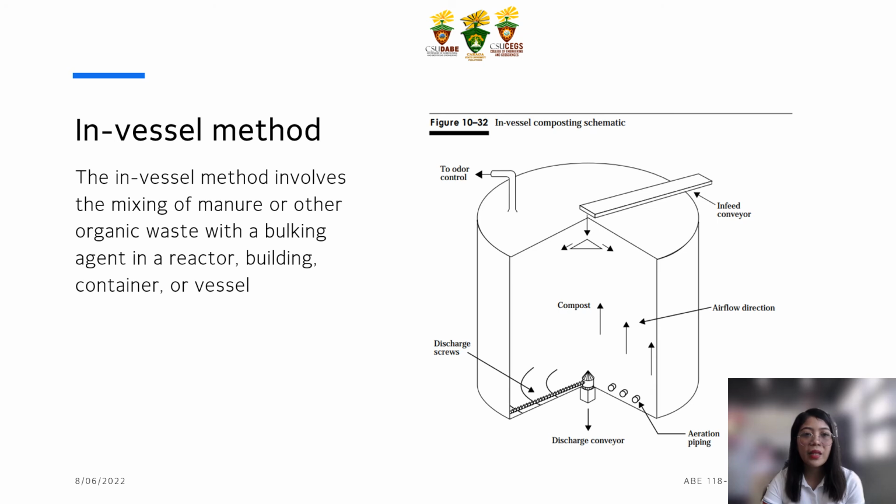So the in-vessel method involves the mixing of manure or organic waste with a bulking agent in a reactor, building, container, or vessel. So like anang naa sa picture. And nag-involve ni siya og addition sa controlled amount sa air over sa specific detention. So kaning method na siya potential nga makaprovide og taas nga level sa process control sa iyang moisture, sa aeration, sa temperature, can be maintained with some of the more sophisticated units.